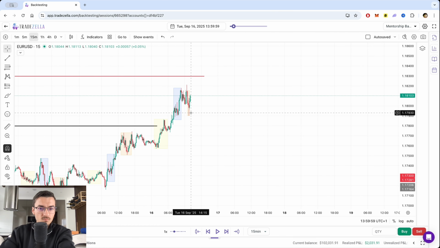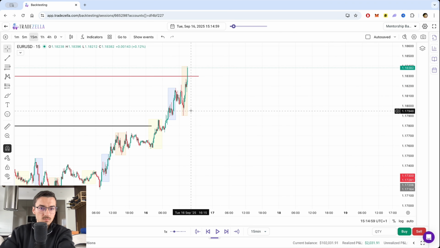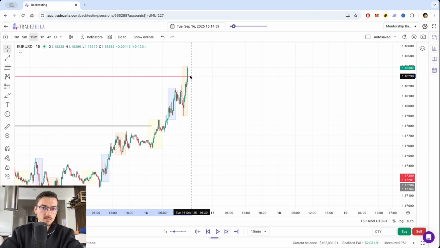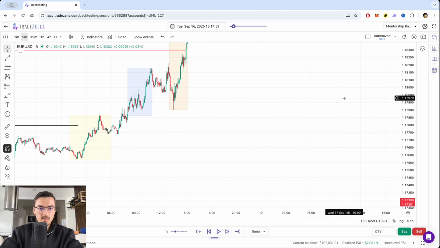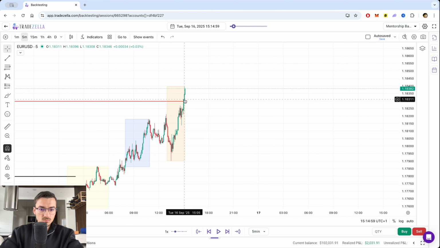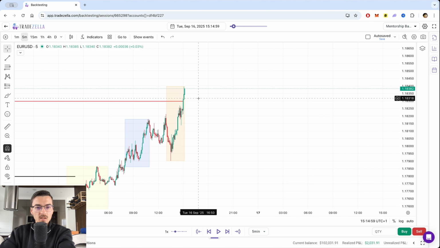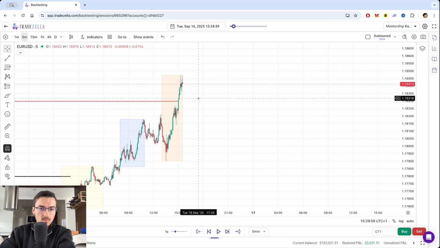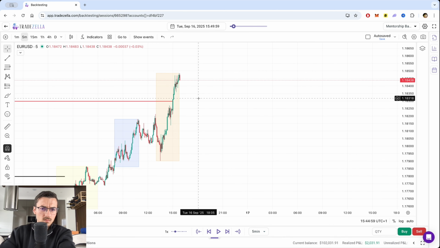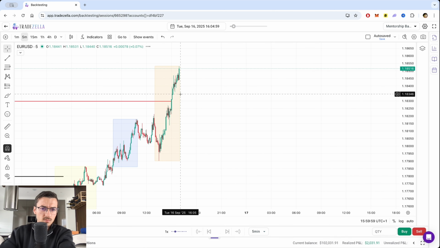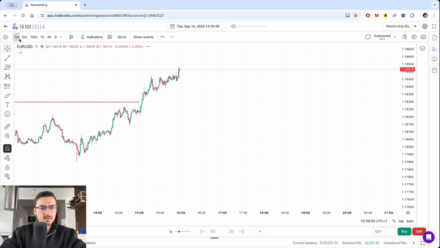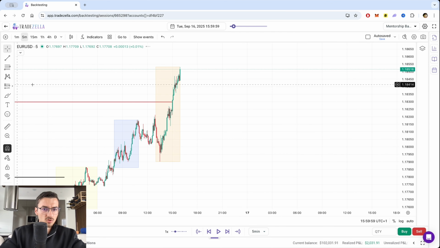Right here. Boom, we got it. We got it. And depending on the time, I would need to still look for a second sweep of liquidity. Okay, we got it. And it's London close. We got the second sweep. 1, 2. And we got the structure that we can take this one.